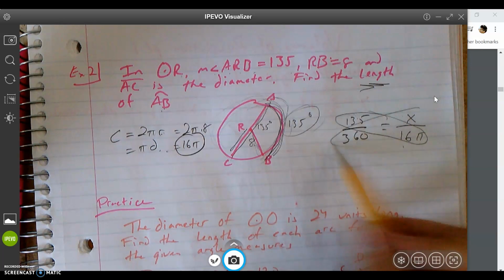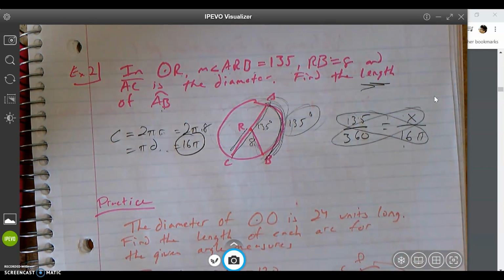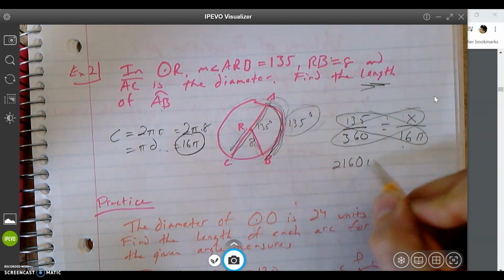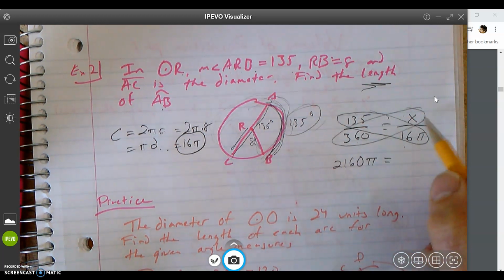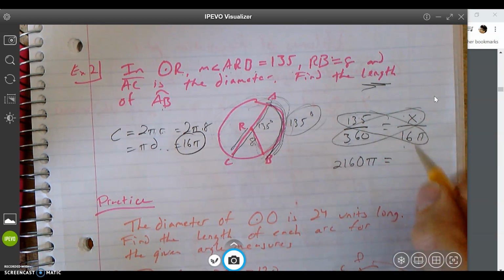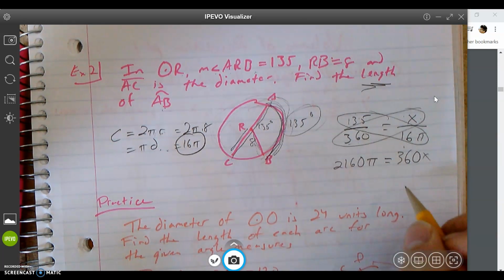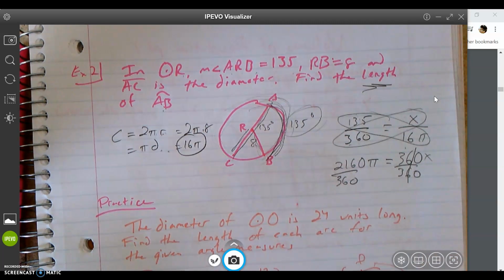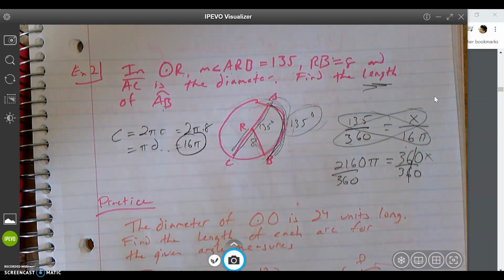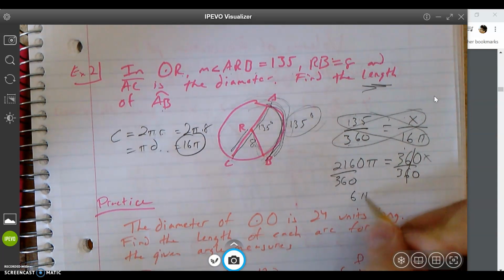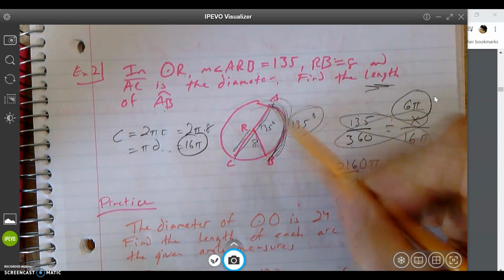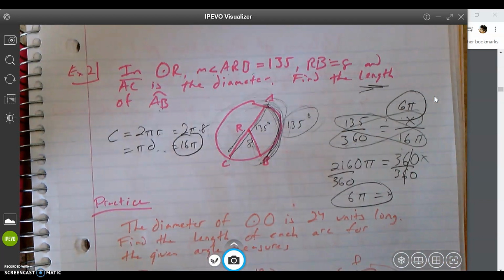Cross multiply. So I have 16 times 135, which is 2,160 pi. Keep it in terms of pi. Don't multiply by 3.14 just yet. And then 360 times x. What am I going to do next? Divide by 360. So I divide 2,160 by 360, and I get 6. So 6 pi is x. So this section is 6 pi, because the whole thing is 16 pi, and that section right there is just 6 pi.